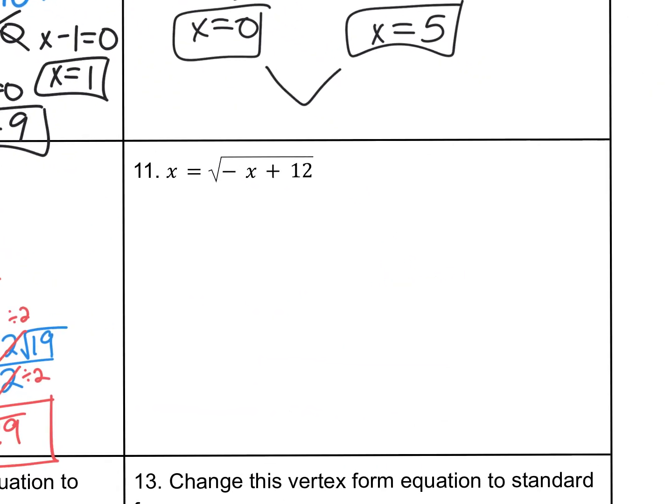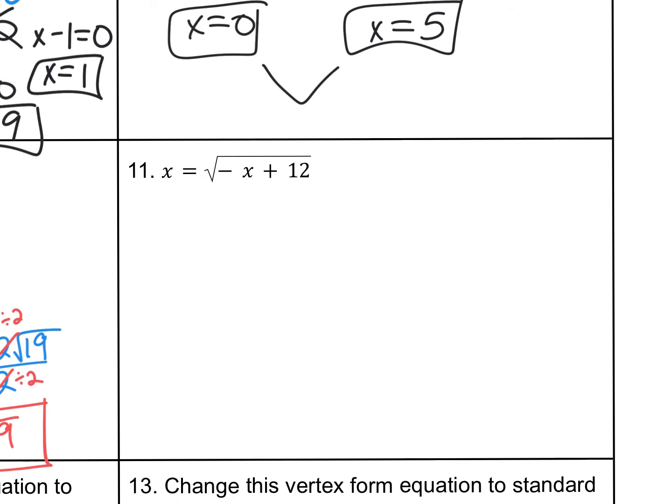Okay. Number 11. So we've got a square root equation. So this is a little different. We don't want to move everything to one side because we've got the square root. So we can't do that until we take care of that. So we want the square root isolated. That's what we did in Unit 2 when we solved these equations. We get the square root on a side by itself. In this case it is.